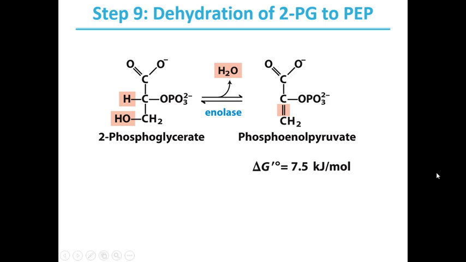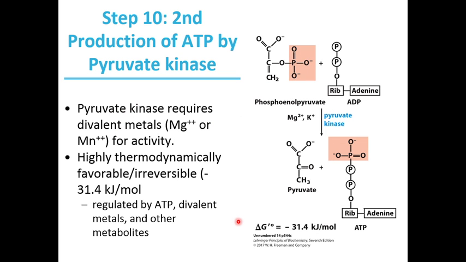More importantly, pyruvate kinase requires divalent metals, magnesium or manganese, for activity, and it is highly thermodynamically favorable and irreversible, as can be seen from its standard free energy change, minus 31.4 kilojoules per mole, even though it makes an ATP. It is regulated by ATP, divalent metals, and other metabolites.